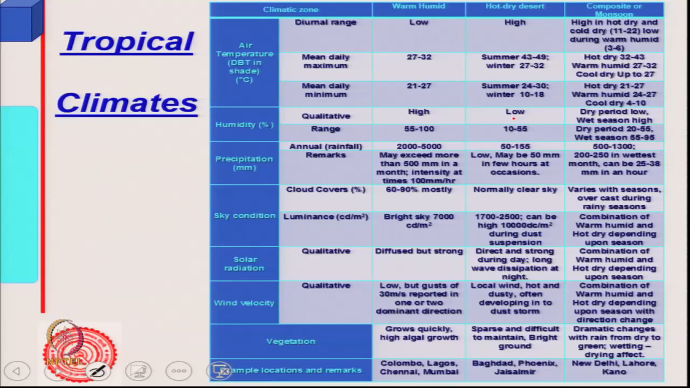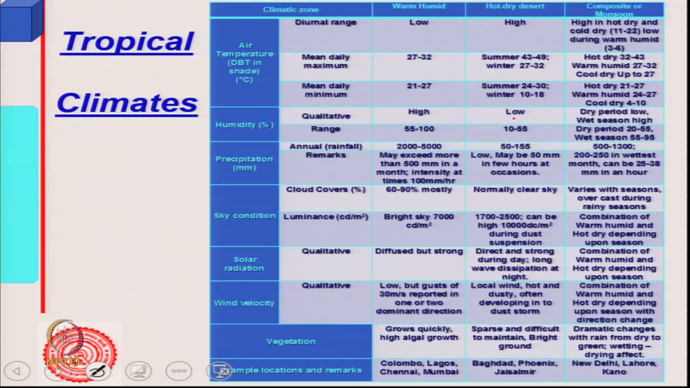Sky condition, luminance: usually a very bright sky in hot dry desert climate, and a somewhat bright sky in both scenarios, hot dry as well as warm humid climate. Cloud cover would be there in case of warm humid climate. Solar radiation is diffused but strong there, and direct and strong in case of hot dry desert. Wind velocity is usually low, but in warm humid climate during monsoon season you can have storms, and in hot dry climate you can have dust storms during the dry summer season.